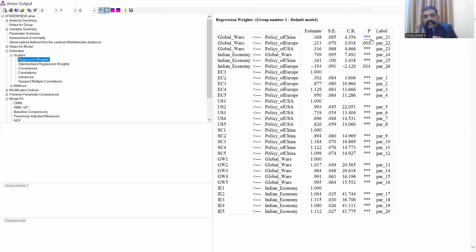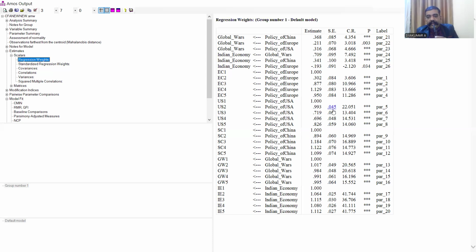That means in the first case, the null hypothesis related to the policy of China and global wars, the researcher can reject the null hypothesis. That means no null hypothesis holds, so the researcher can accept the alternative hypothesis. Yes, there is a relationship. That is the answer.